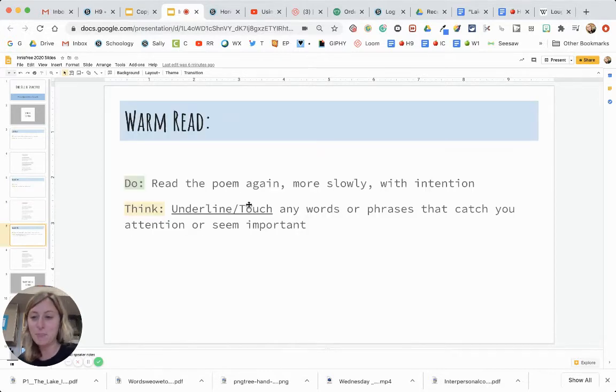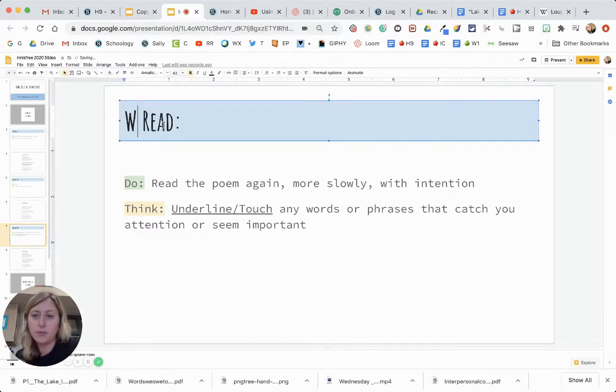All right, and that brings us to number 3 here. I think that should probably be a hot read. We've done a cold read, we've done a warm read, and now we're on round 3. We're calling it a hot read, okay? What you're going to want to do this time is read the poem again, more slowly, and interact with it.